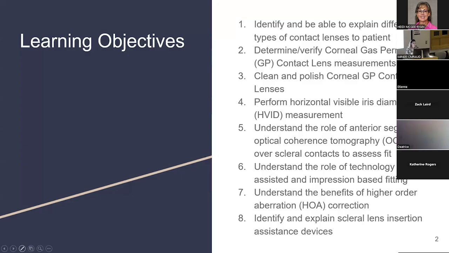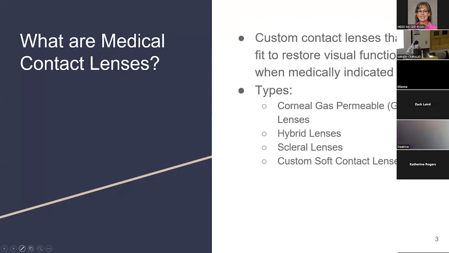This is kind of the newest thing in the scleral lens universe, and it's something that we offer here at Flom, and so I think it's important that we all have a base-level knowledge of what it is and what it can do for patients. And then just being able to identify and explain different scleral lens insertion assistance devices to patients. Oh, it's working now. Okay.